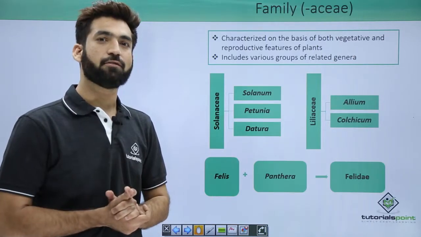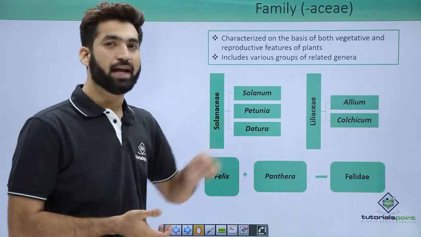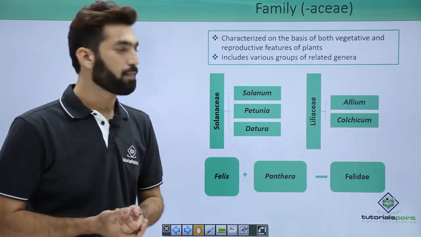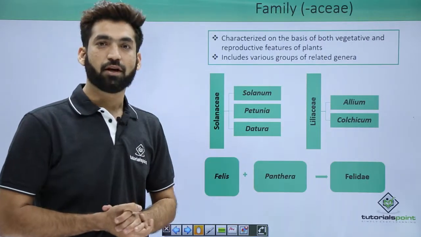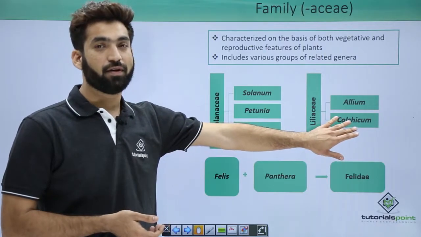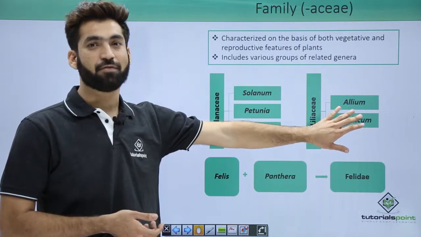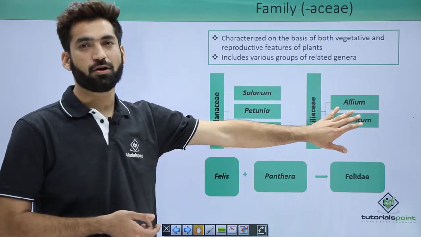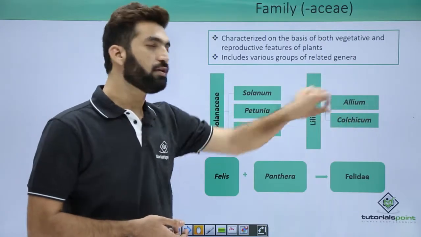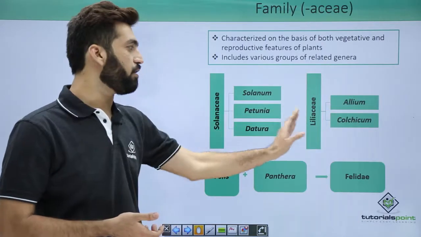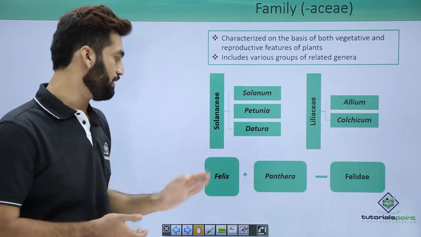Liliaceae is a family of monocots. You have Allium. There are many species of Allium like Allium cepa. You have Colchicum. Now Colchicum is one of the genus with the species called Colchicum autumnale, from which a very important drug called colchicine is obtained. Both of these plants with the genus Allium and Colchicum, they belong to the family called Liliaceae.